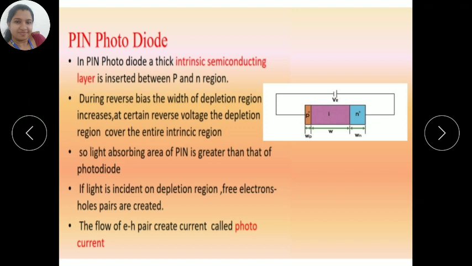Simply we can say that when a pin photodiode is connected under reverse bias condition, the area of depletion region becomes equal to the area of intrinsic semiconductor. Then light energy is incident on that intrinsic semiconductor region, free electrons are generated. If a free electron is generated, a hole is also generated. So by the flow of these electron hole pairs, a reverse current flows through the circuit that is called a photocurrent. This is the working of pin photodiode.